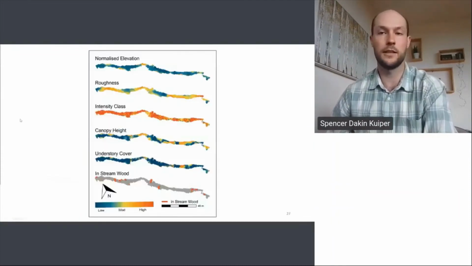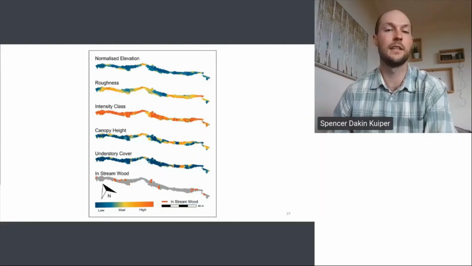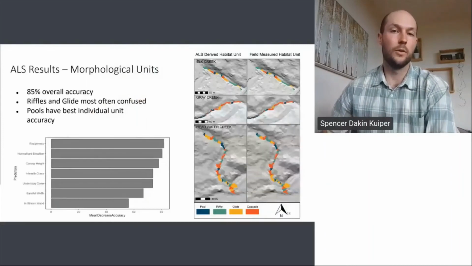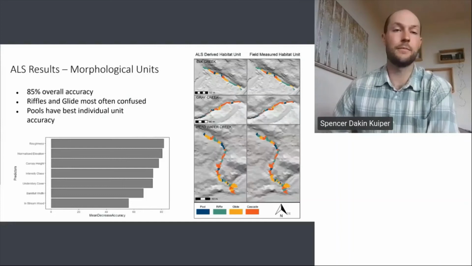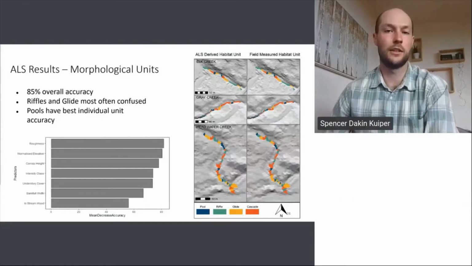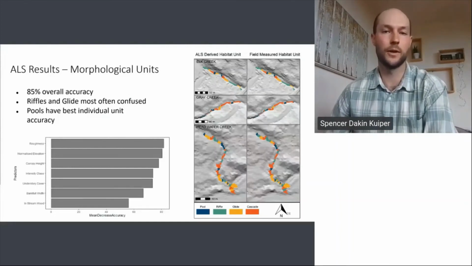So this is what all of those layers looked like in one stream. We have normalized elevation, a topographic roughness index, intensity classification, our canopy height, our understory cover, and an in-stream wood count. So overall, we had 85% accuracy in delineating our morphological units. Riffles and glides were most often confused, and pools had the best individual unit accuracy.